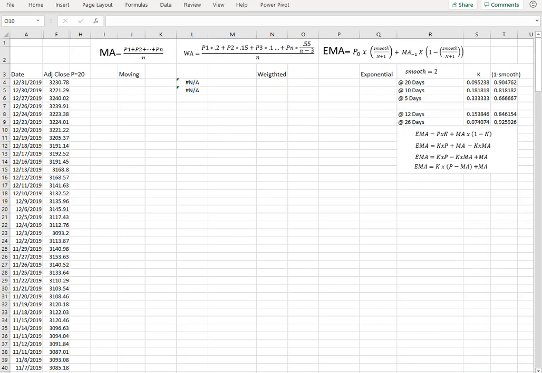So we're going to work through the moving average, weighting average concept, and the exponential moving average, and see how these are calculated. So you guys can see actually what's going on in the background. We can calculate the moving average in two ways.